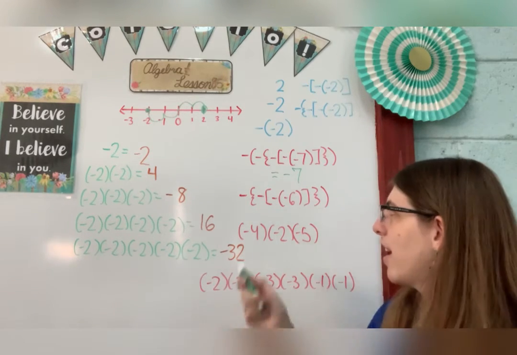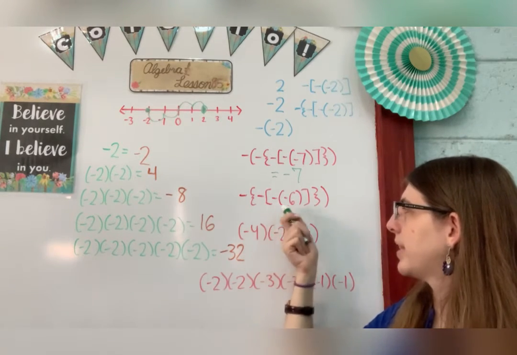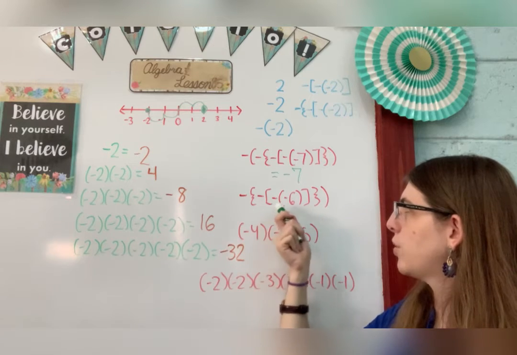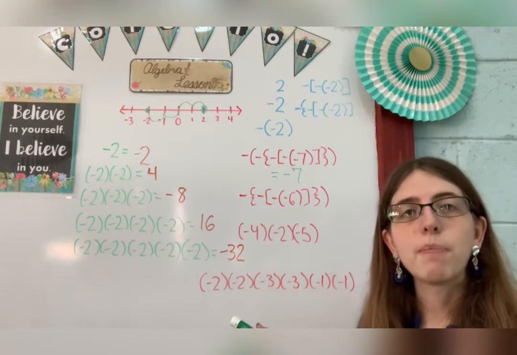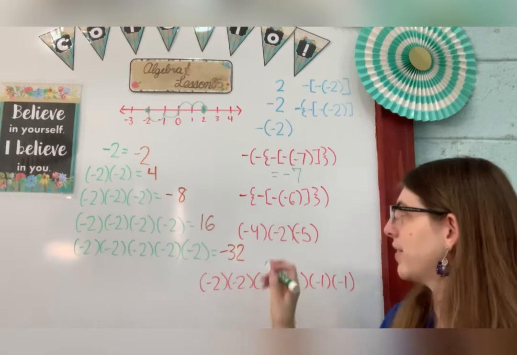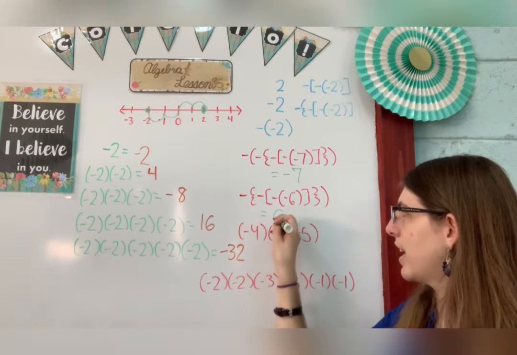How about this one? The opposite of the opposite of the opposite of the opposite of 6. 1, 2, 3, 4. Well, I have an even number of negative signs, so it's a +6.